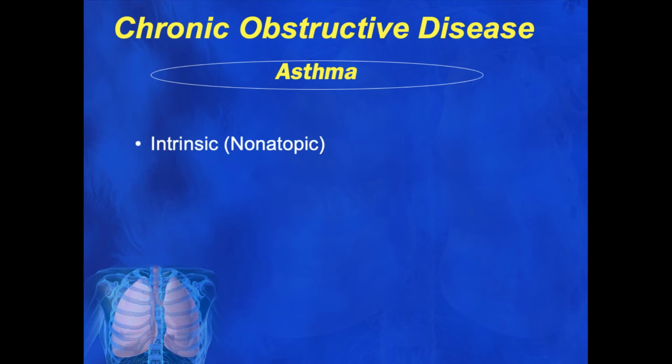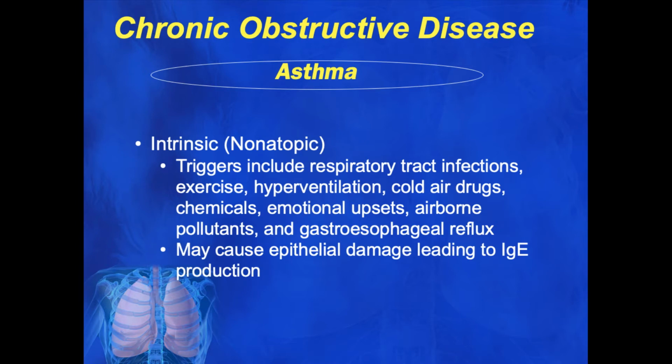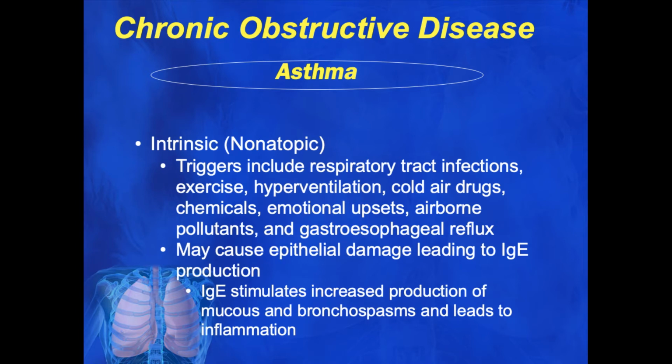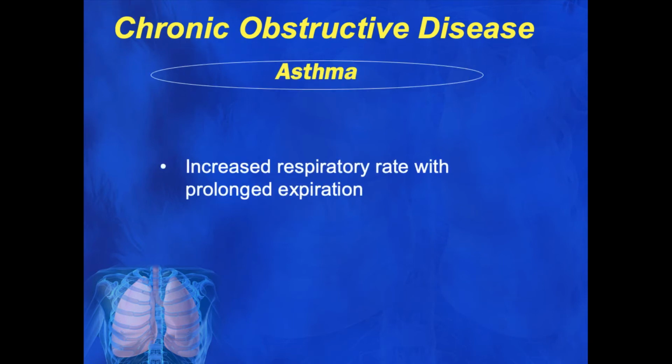The intrinsic or non-atopic response is triggered by something that is not an allergen. It could be respiratory tract infections, exercise, hyperventilation, getting cold, emotional stress, even gastroesophageal reflux can do this. And this can lead to epithelial damage, leading to IgE production. And as we just talked about, that IgE production can increase mucus. It can also cause bronchospasms and lead to inflammation.